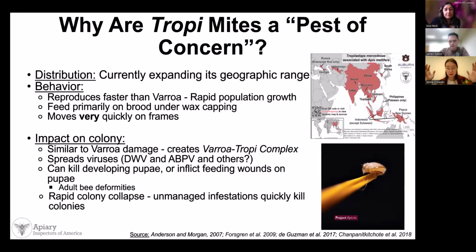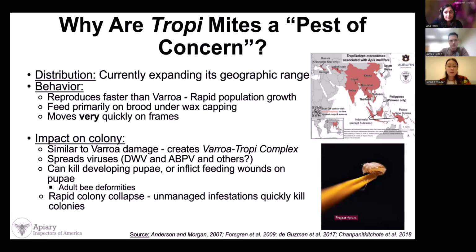And of course, the main reason why it's of concern is that it does pose significant impact to colony health. It can cause damage that looks very similar to Varroa type damage. This is called a Varroatropy complex. So kind of similar to that parasitic mite syndrome look: slumped larva, signs of parasitism, spotty brood pattern. And similar to Varroa, it is known to spread viruses and has been found to be in association with deformed wing virus, acute bee paralysis virus, and others.